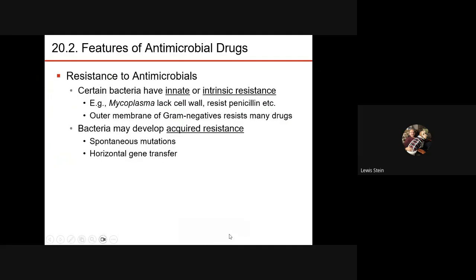Properly used and prescribed. Resistance. This is where the genetics comes in. Some things are innately resistant. Mycoplasma, walking pneumonia, doesn't have a cell wall. Cell wall agents like penicillin don't work. Why bother? Okay, innate or intrinsic. Gram negatives: basically, most penicillins, unless they're very easy to kill, don't work.